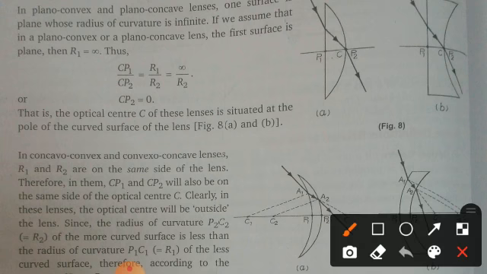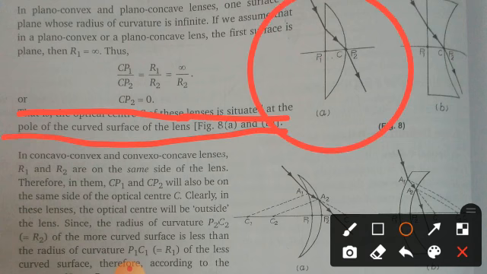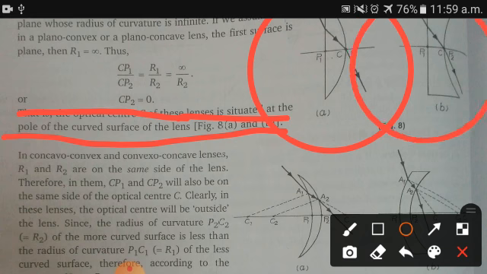That is, the optical center of these lenses is situated at the pole of the curved surface of the lenses. So if we ask any question where the optical center of the plano-convex lens is situated, you have to answer that the optical center of a plano-convex lens is situated at the pole of the curved surface. Here you can see this easily, the optical center is situated at the pole P1 or P2, clear.